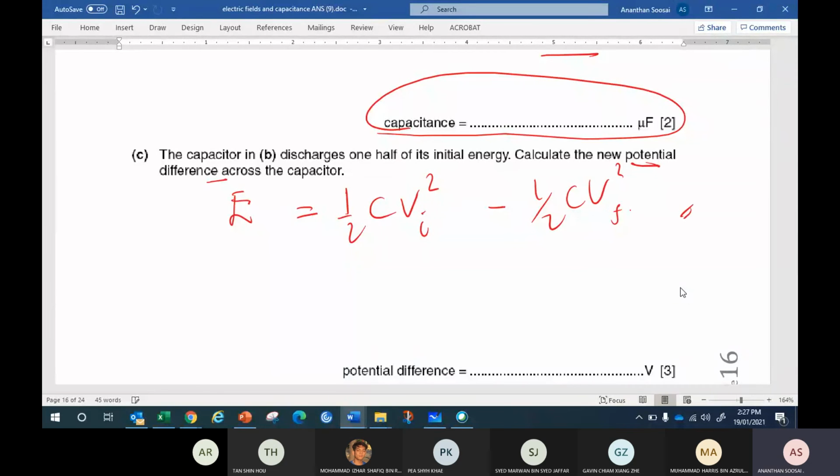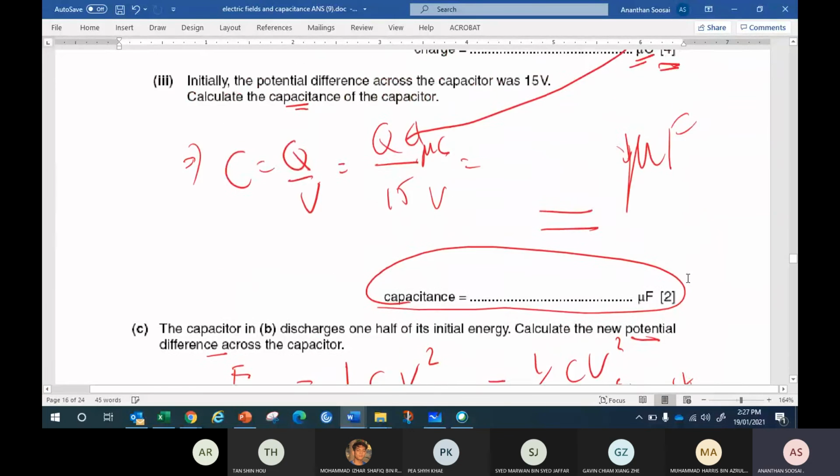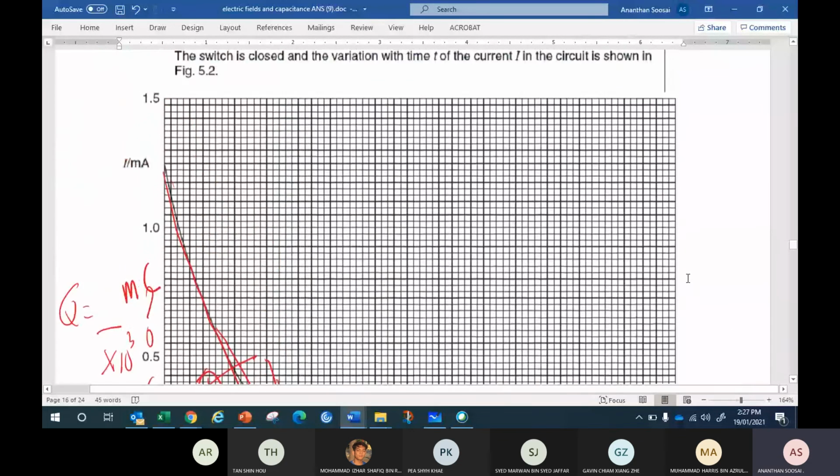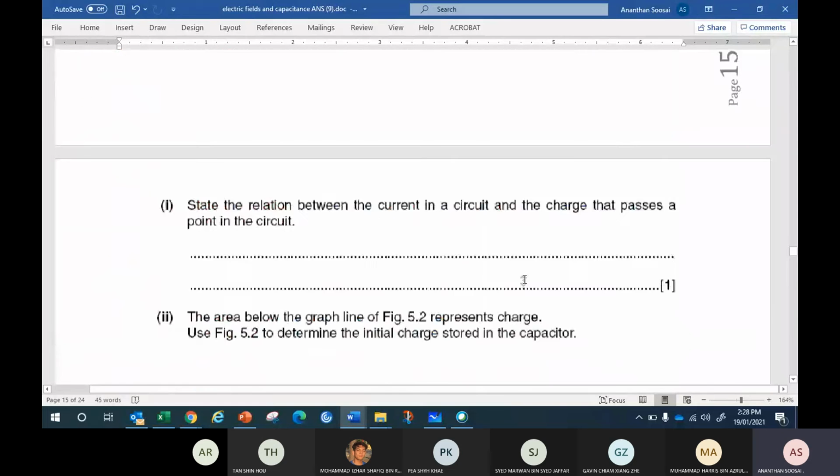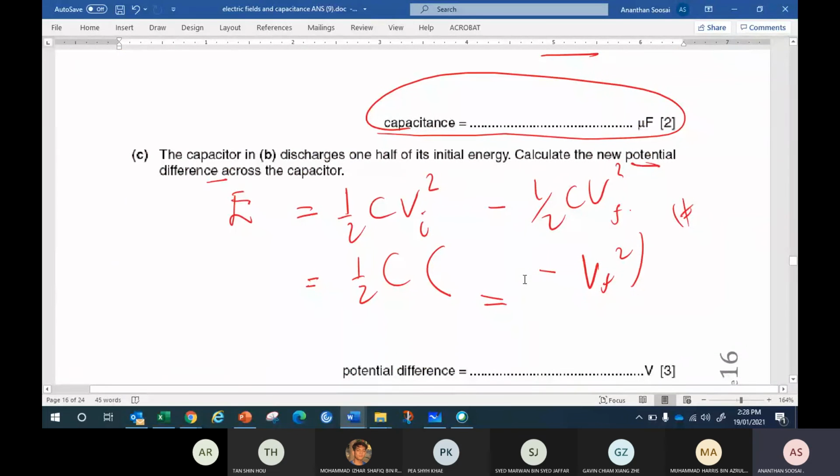Okay, so this is the formula that must come to your mind, right? Capacitance, you know. We are looking for the final voltage. Initial voltage is found to be how much? Do we know initial voltage? It's 15 volt. They say it's 15 volt. So initial voltage is 15 squared.